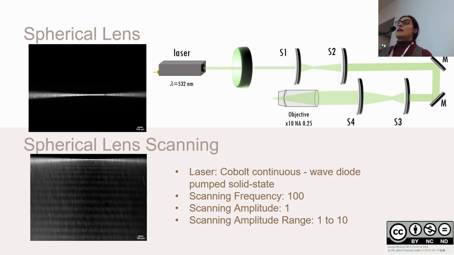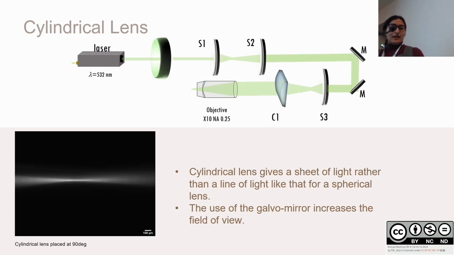And this is when I use my galvo mirror to scan, to give you an idea. The scanning frequency here is 100, and I've left the scanning amplitude as 1. I can change the scanning amplitude from 1 to 10. At the same time, when I change the S4 to a cylindrical lens, in this orientation that you see here, I would get the entire plane illuminated. But just to have an idea, I've placed the cylindrical lens at 90 degrees from this orientation to see how it looks. The cylindrical lens in this orientation gives me a sheet of light rather than a line of light. And further, if I use my galvo mirror, it would increase my field of view.